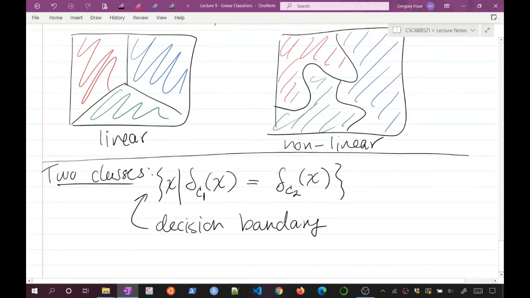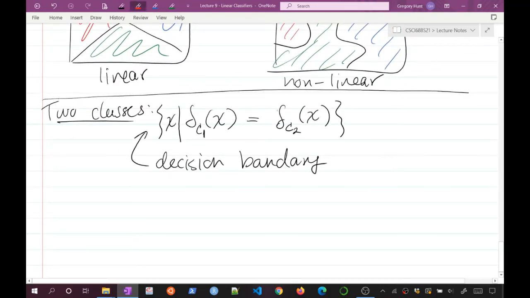The condition that defines a decision boundary is where the discriminant functions are equal to each other. You're literally setting up an equation, and you would solve it for x, and it would tell you there's a certain set of x's where this is true. You solve the equations, you get the x's where it's true. If that set of solutions is nonlinear, we have a nonlinear classifier. If it's linear, we have a linear classifier.